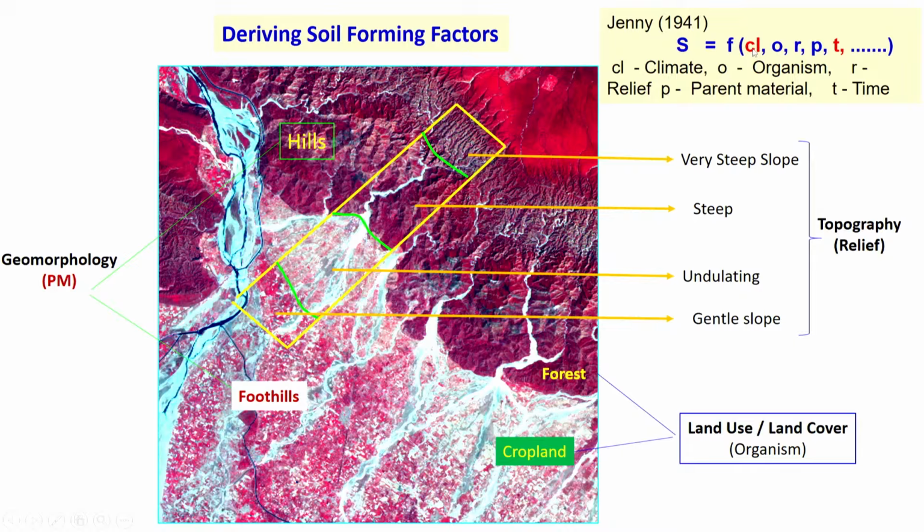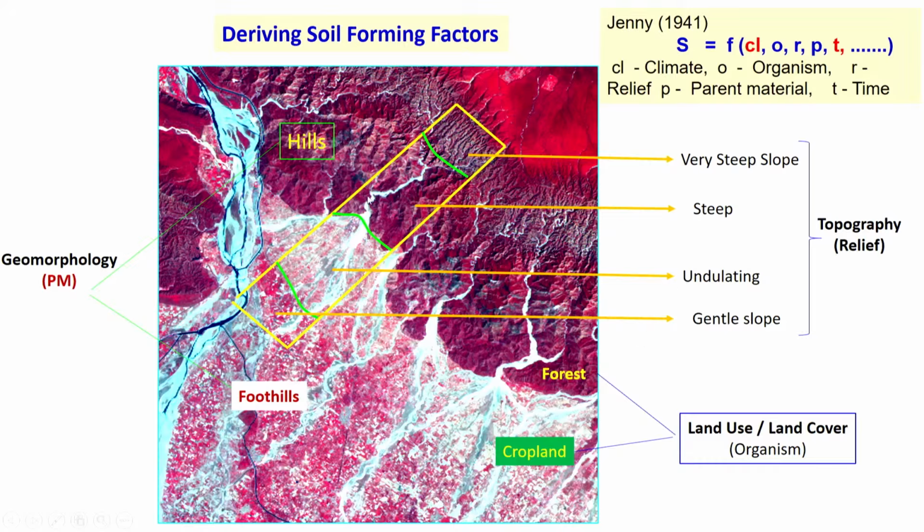So both factors you can deny. They are not governing the variability in soils, so you can assume them as a constant factor. So only three factors: organism, relief, and parent material govern the variability in the soils. And we will see in the satellite data how we can interpret these factors.